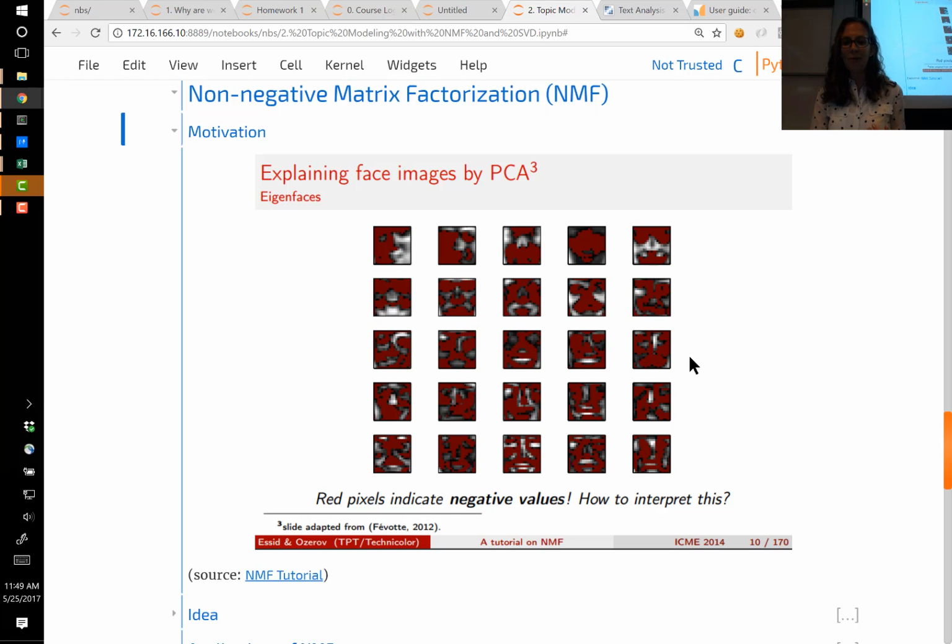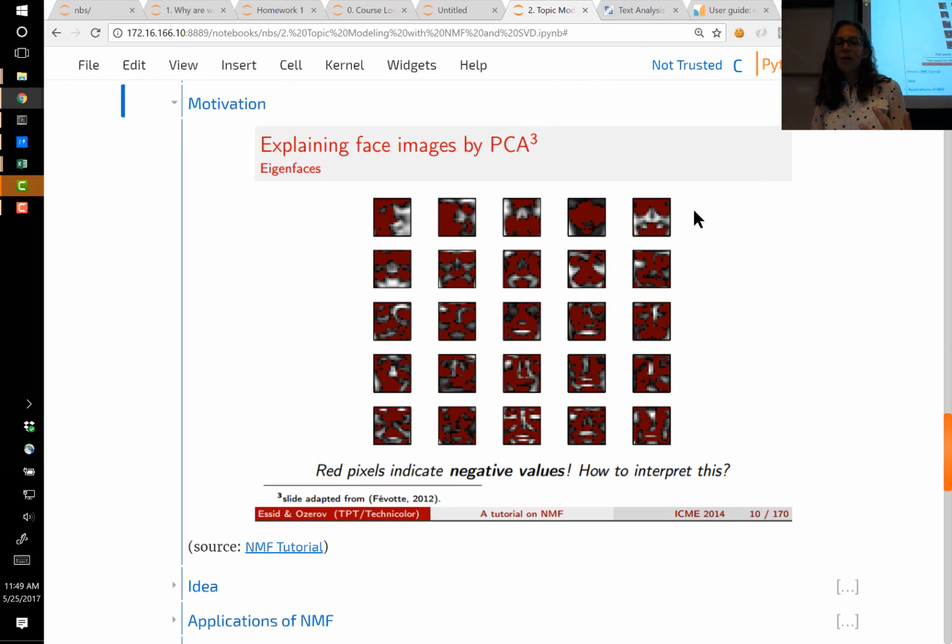NMF stands for Non-negative Matrix Factorization. For some motivation, we can look at a decomposition of some faces. Here, the red pixels are showing negative values on the faces. We've almost found the topic equivalent of a face: what are the different components of the face? But how do we interpret this? What does it mean to have a negative part of your face, that you can add together to form faces? This is the motivation for NMF: with a lot of data sets, having something negative doesn't really make sense and is hard to interpret.